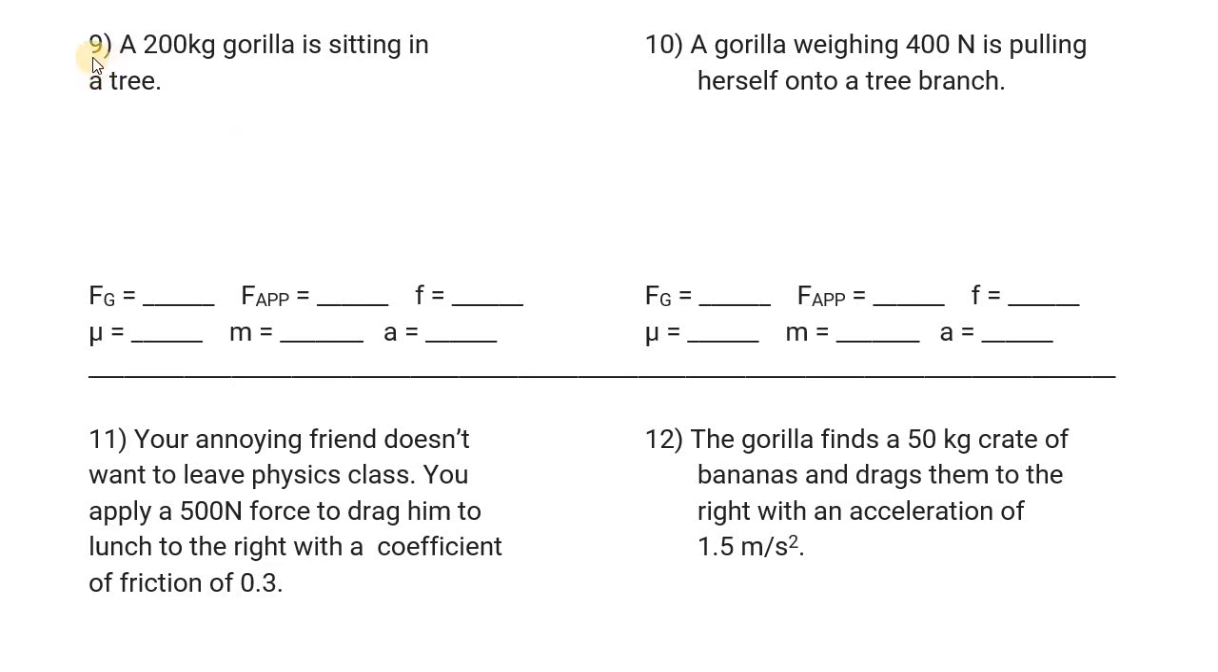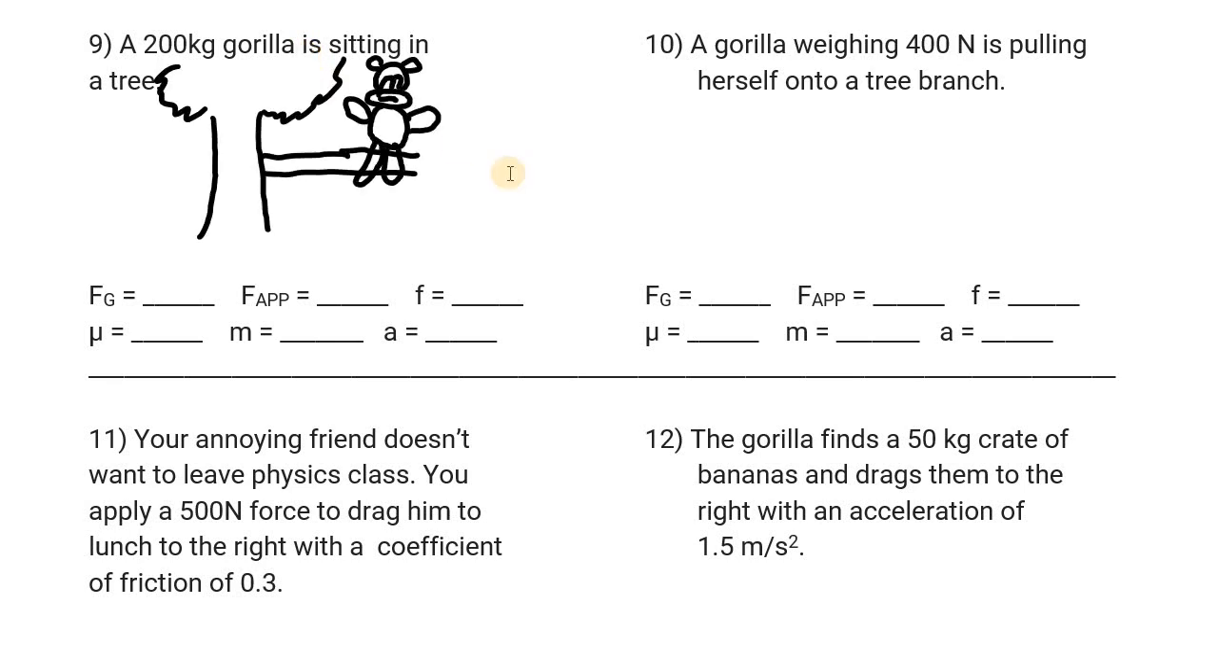All right, so for problem number 9, a 200 kilogram gorilla is sitting in a tree. Okay, so we have to draw a free body diagram for a 200 kilogram gorilla. Okay, so we have our 200 kilogram gorilla sitting in a tree.